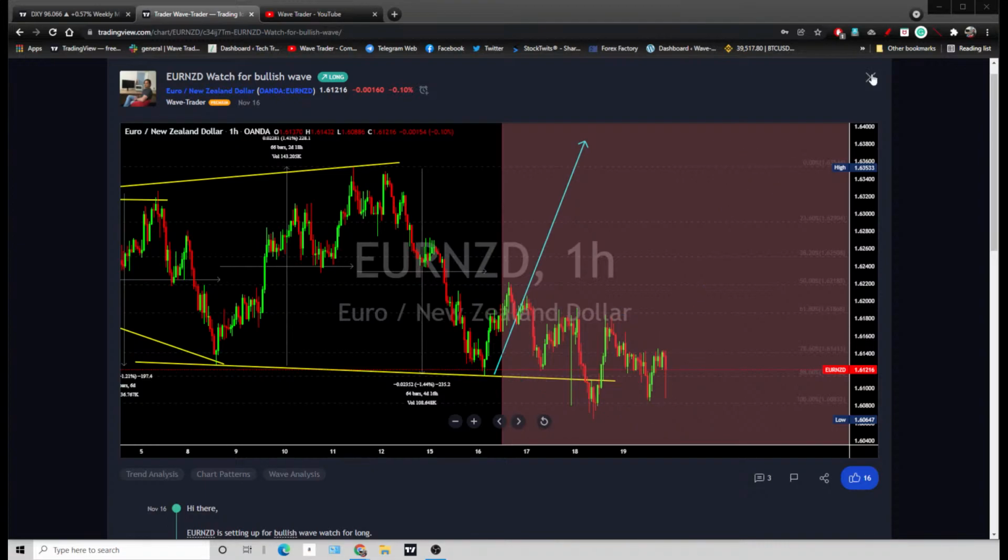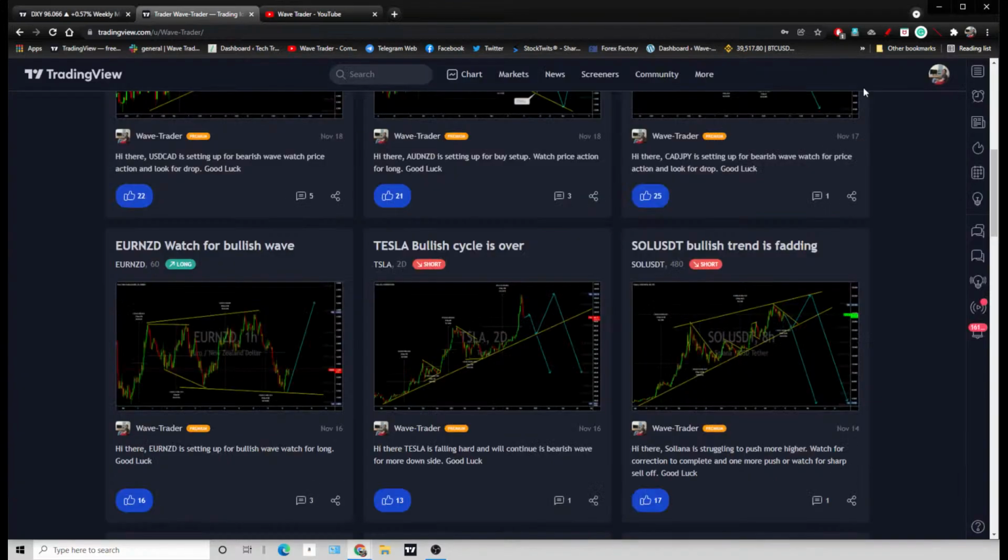Right now, the euro is an extremely weak currency across the market. Just make sure you understand that before you start looking to buy the euro.